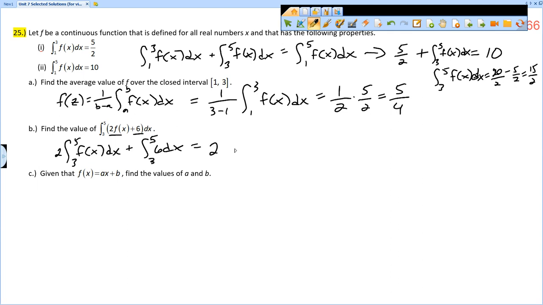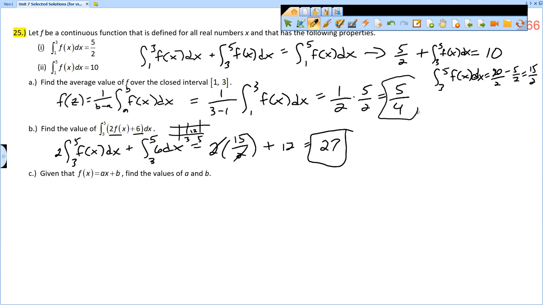So now I have 2 times the integral from 3 to 5 of f of x dx, which we just figured out is 15 halves. And then I have plus the integral from 3 to 5 of 6. Now remember, the integral from 3 to 5 of 6 would be a horizontal line, y equals 6, and we're evaluating from 3 to 5. 3 to 5 is 2 units wide and 6 units tall, so that has an area of 12. And so I have 15 plus 12, which gives me 27. So we have 5 fourths for part A, then 27 for part B.